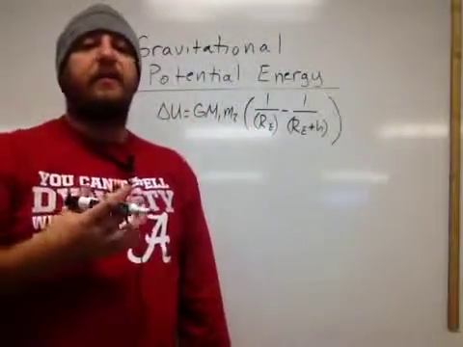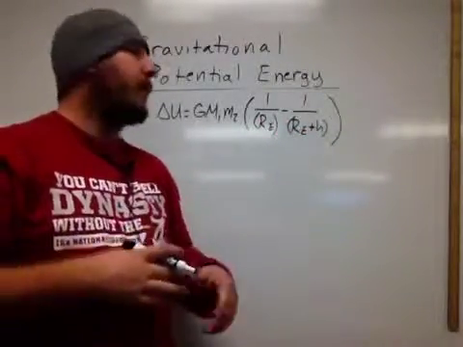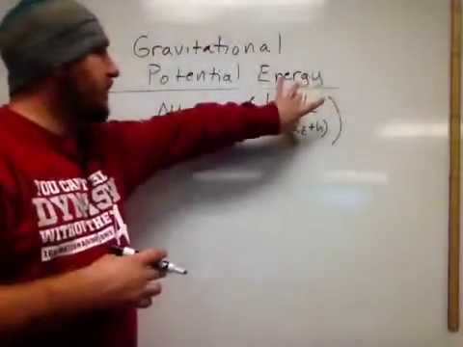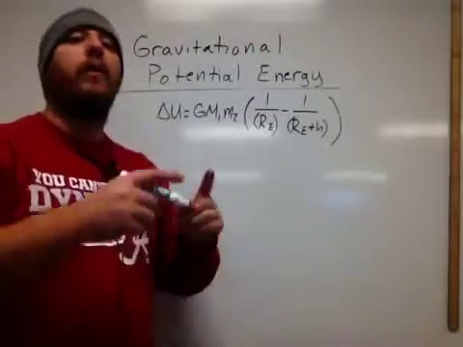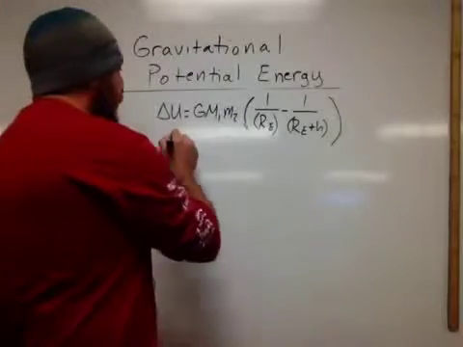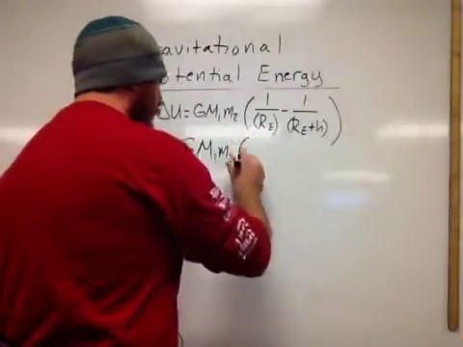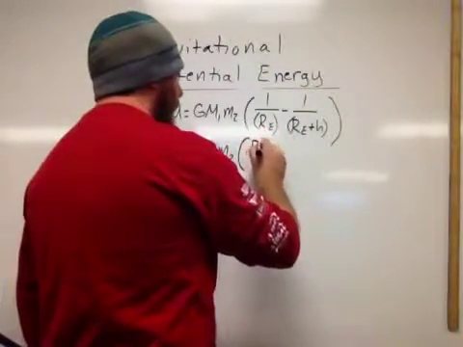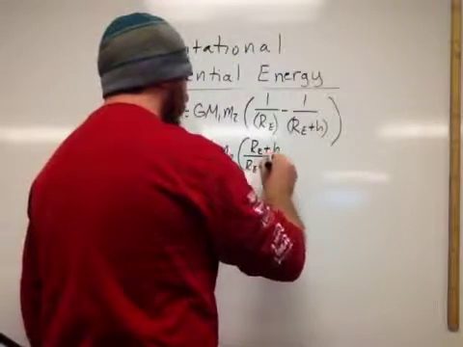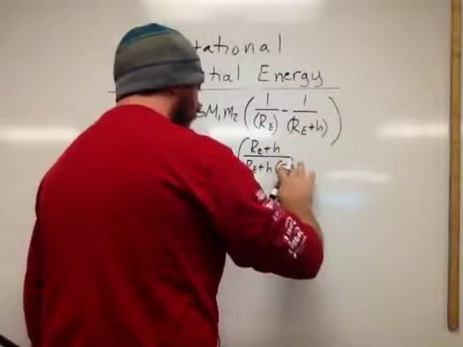And what happens at this point? Well, I have fractions with different denominators, so I need to get a common denominator. I'm going to multiply this fraction by RE plus h over RE plus h, and this fraction by RE over RE. So if I do that, we get this. I'm going to multiply this by RE plus h over RE plus h, and that is still multiplied by RE from the denominator here. Let me clean that up a little bit.